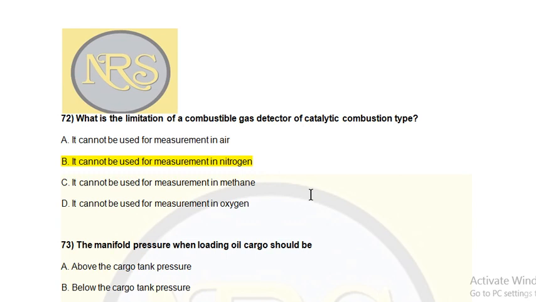The correct answer is option B, it cannot be measured in nitrogen. Nitrogen is nothing but an inert gas. In an inert gas atmosphere, the catalytic combustion type cannot be used. We take the sample and ignite it to get the value of hydrocarbons. So this cannot be achieved if there is an inert gas present in it.